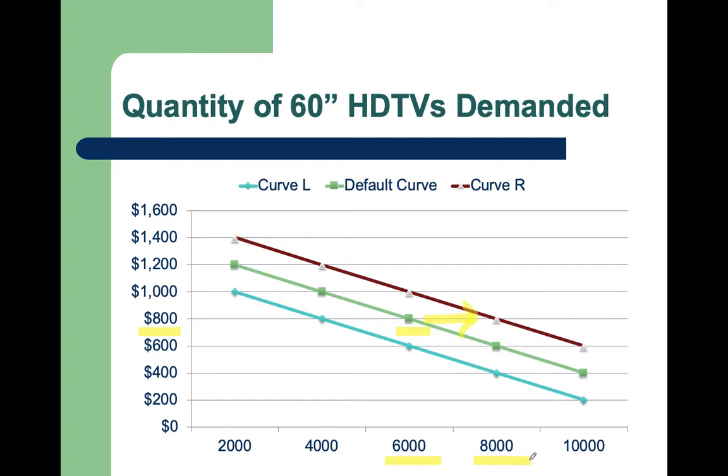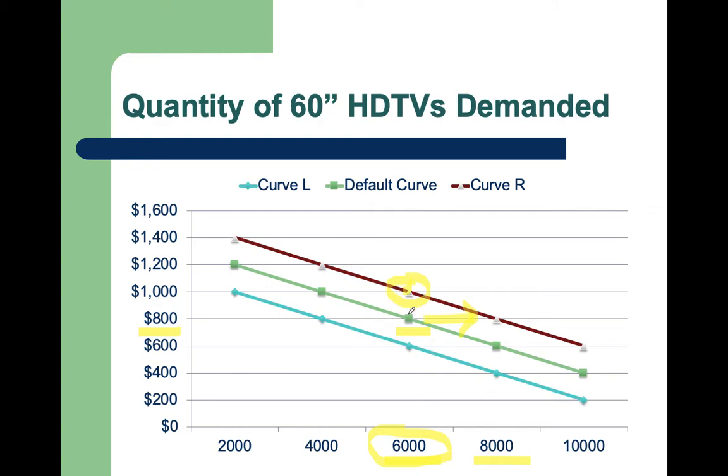Another way to look at this is, since we've now shifted this curve to the right because people have more income, they have more money to spend, they're going to buy more at every possible price. So let's say we can't get more than 6,000 in to sell this year, so we can't sell 8,000. So rather than keep selling them at $800 a piece, we could sell them at $1,000 a piece on this new curve, still sell all 6,000 and just make some more money.